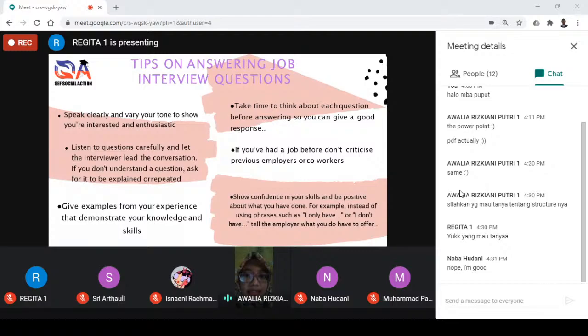Now we are on the question about your experience. We already sent the pre-test. This is how you should answer questions about your experience. When you answer an interview question about something you have done before, use the STAR method. S for situation, T for task, A for action, R for result.